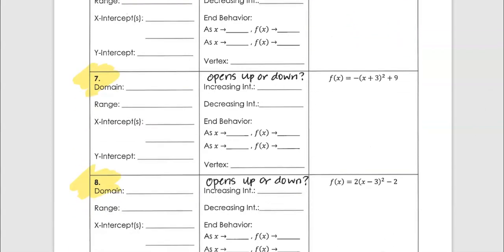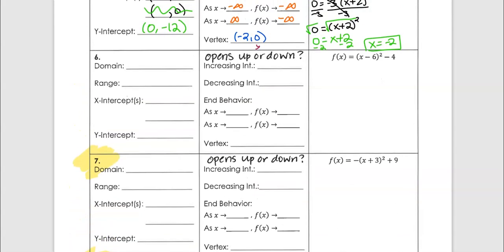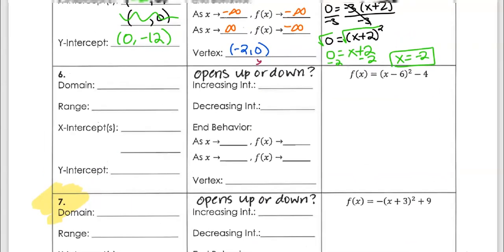So look at number 8. Your number 8, you should expect to open up because it's positive. And that 2, you should expect it to be tall and skinny. Your number 7, you should expect it to go down, but it's not going to be stretching in any sort of way. All right, number 6. Here we go.